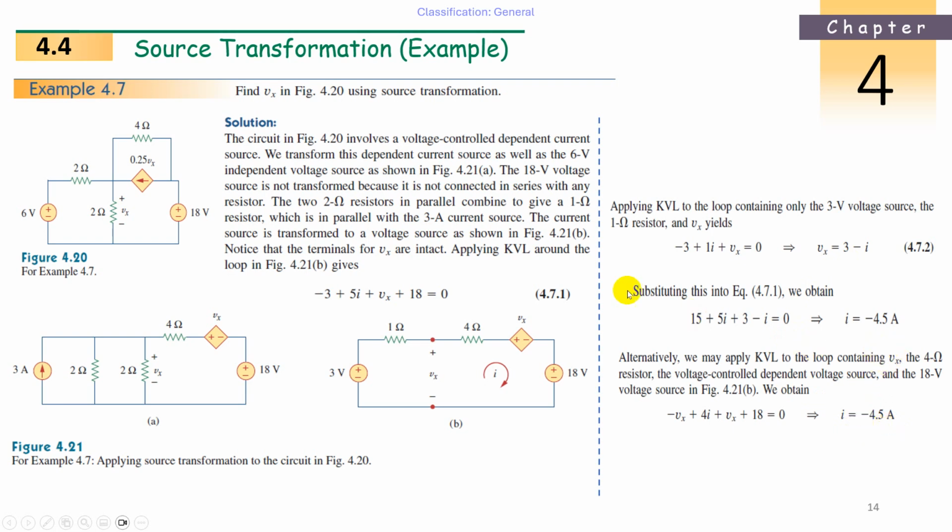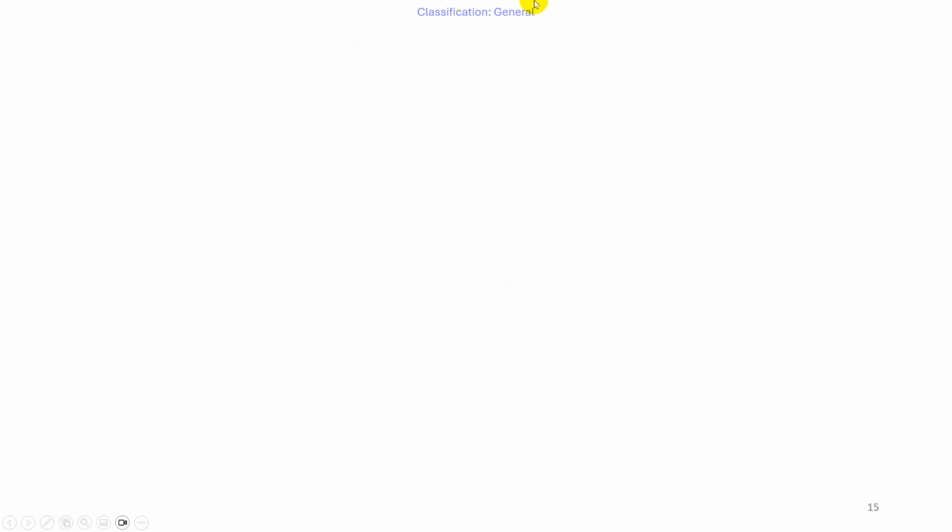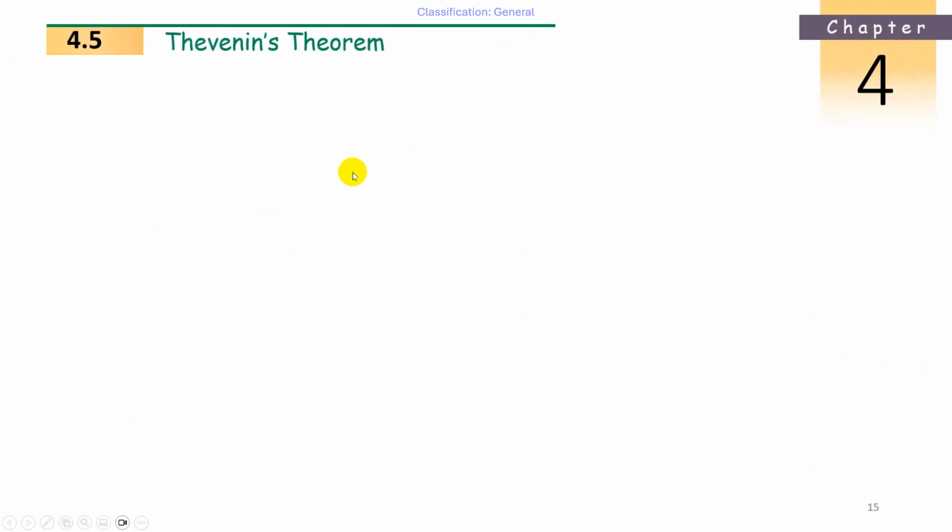Now we got I. Now what is Vx we need as per the equation? Vx is equal to, already we know, 3 minus I. So 3 minus 4.5. I already we got minus 4.5. So 3 minus of minus 4.5. So 3 plus 4.5 it is. So it will become 7.5. 3 plus 4, 7. 7.5. So like this we have to solve the source transformation technique. This is short answer questions only, don't worry.